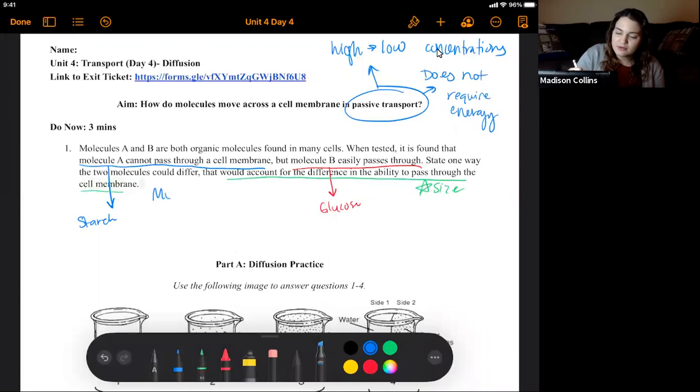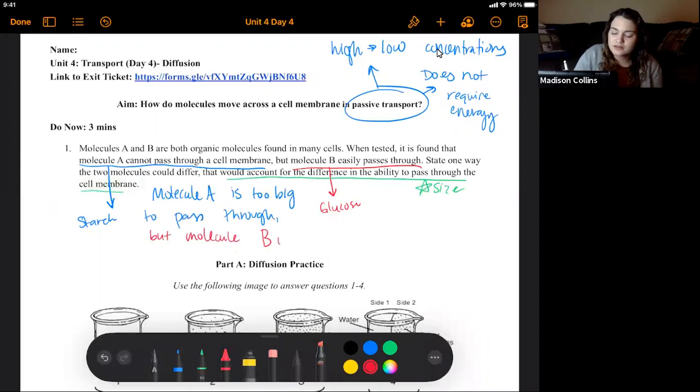So in this example, molecule A is too big to pass through. But molecule B is small enough to diffuse. All right, so the answer there is they differ in terms of size.